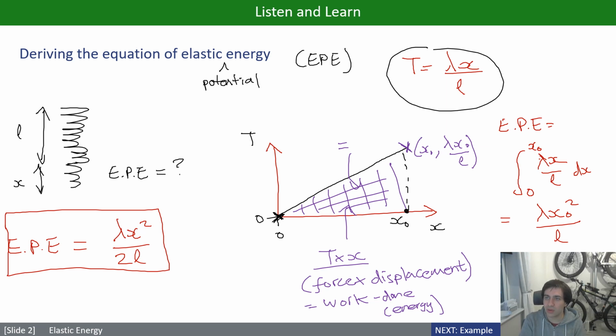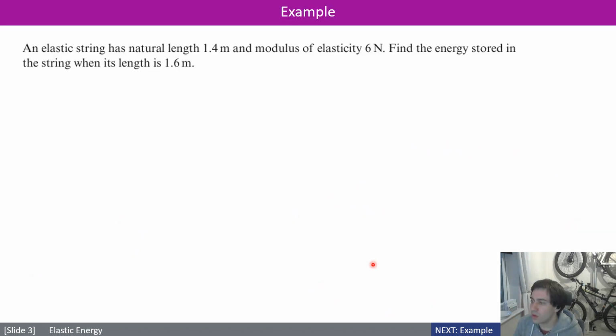So let's take a look at how we use it. Okay, so an elastic string, so it's a string this time, just in case that's relevant. It probably won't be for the easier examples. Natural length is 1.4. Modulus of elasticity is 6. Find the energy stored in the string when its length is 1.6. So if its length is 1.6, its extension is 0.2.